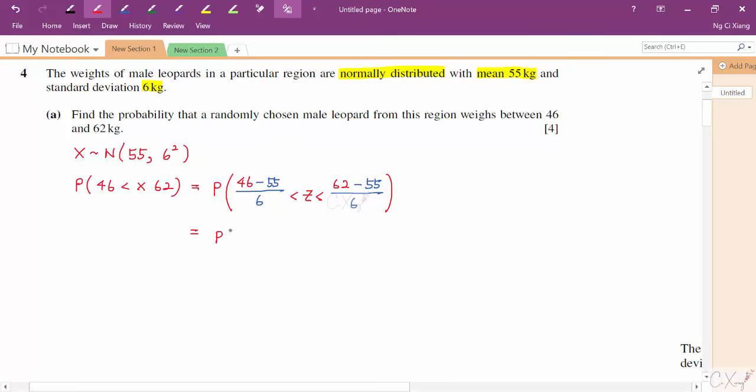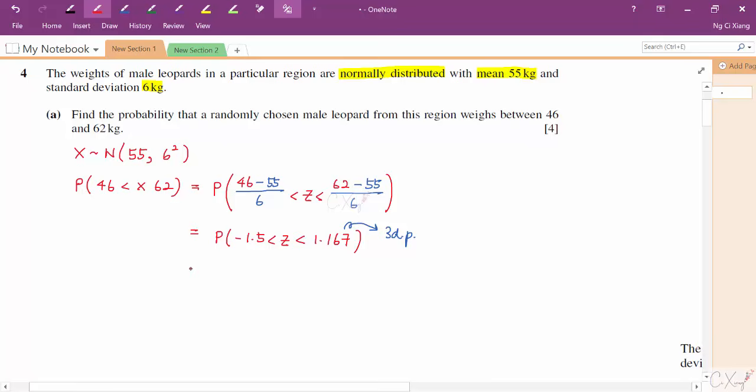When I press the calculator, I get negative 1.5 for the first value. For the second value, I get a very long answer, so I will write it up to 3 decimal places, because we will use this value to find the probability from the normal distribution table later. The value of z that our normal distribution table can accommodate is up to 3 decimal places, so I will write it up to 3 decimal places.